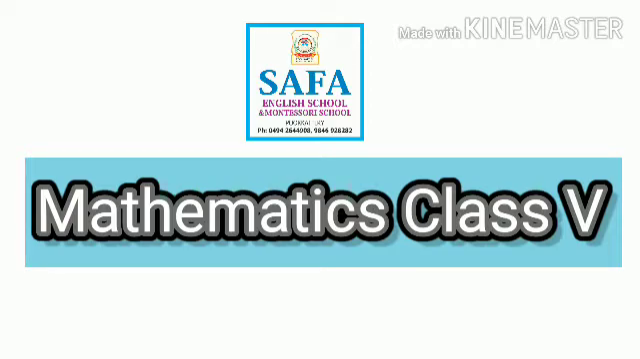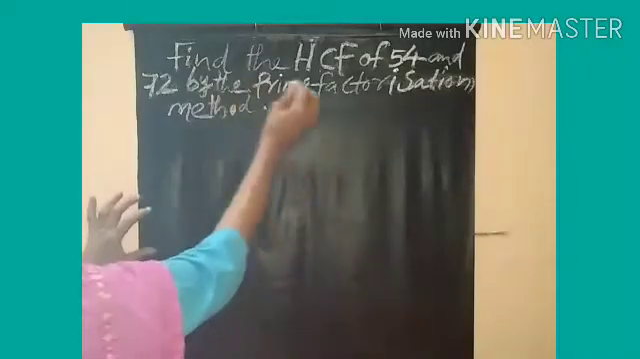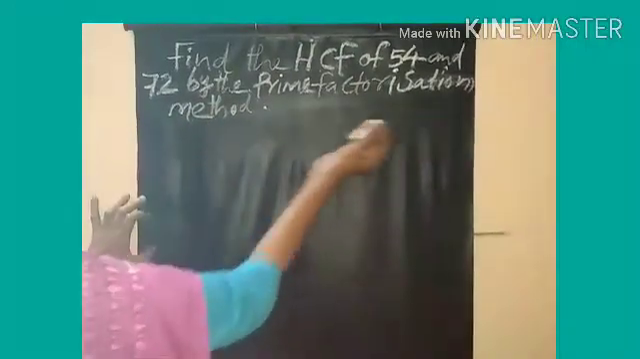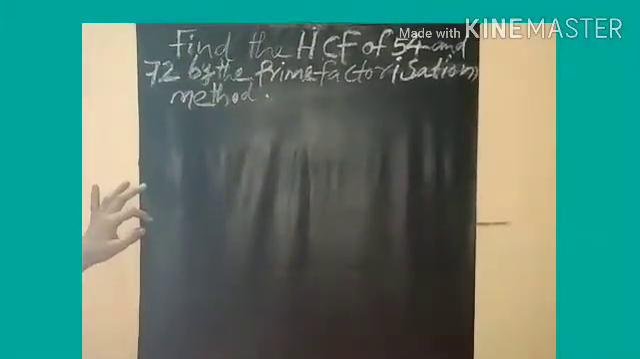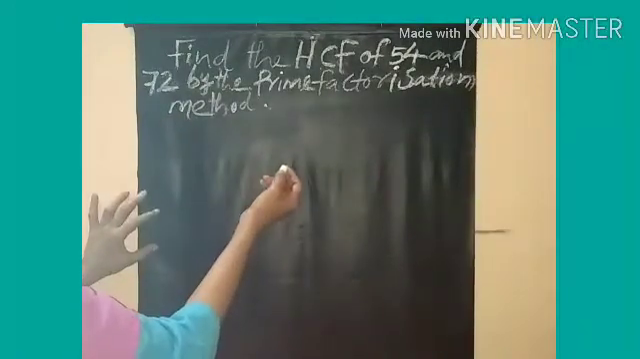So, today we learn about the prime factorization method of finding HCF, or highest common factor. For example, find the HCF of 54 and 72 by the prime factorization method. First, we find the division of 54 and 72.